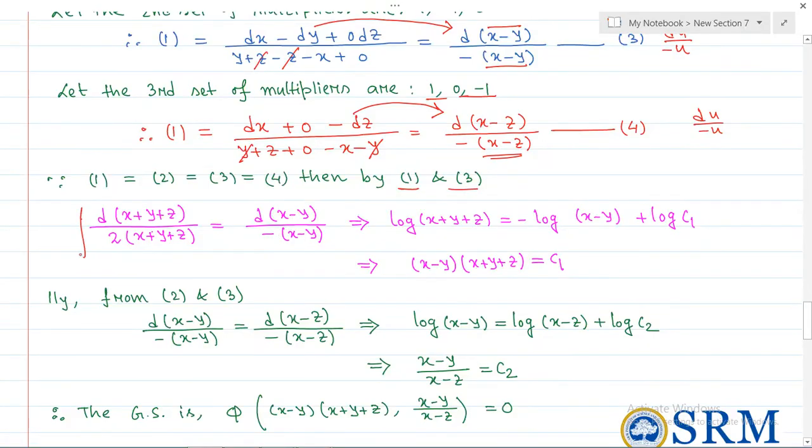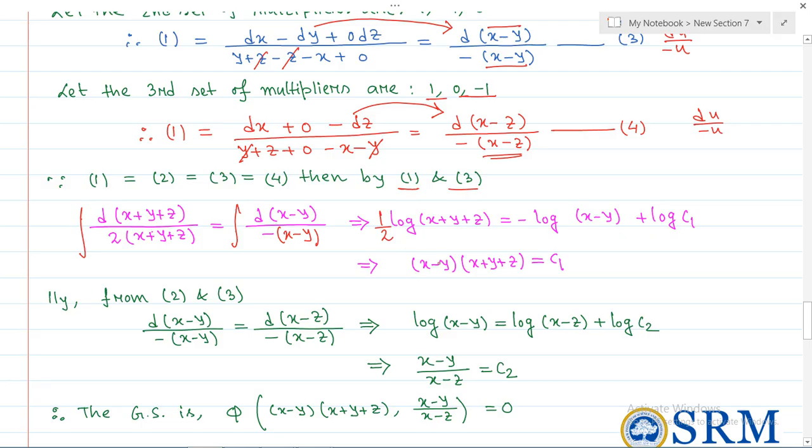So if I just do the integration, what is the integration of dx upon x? That is log of x. So this is 1 by 2. I have missed to write down, here it is. So 1 by 2 log of x plus y plus z, it will come, right? Now similarly, if I do the integration of the second term, minus sign is there, it will become log of x minus y plus log c2.